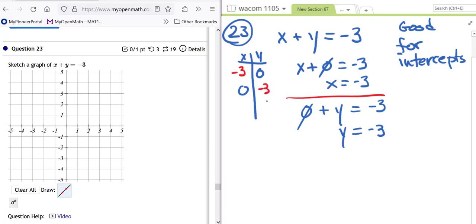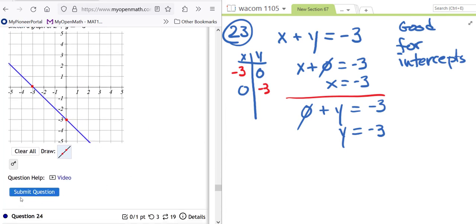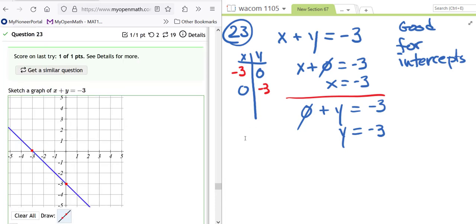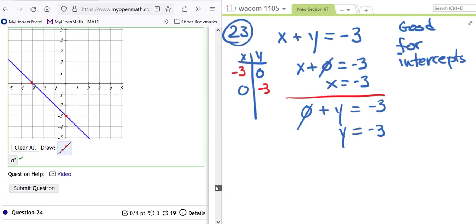Now, these are different points because of where they are. So order matters. They are going to land on the x and y axis. So first of all, negative 3, 0 will be here. And then 0, negative 3. So don't go over, but go down 3. And we'll check. Right, so that one was intercepts.